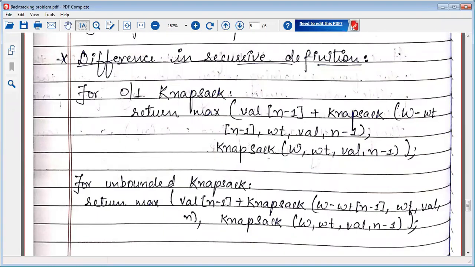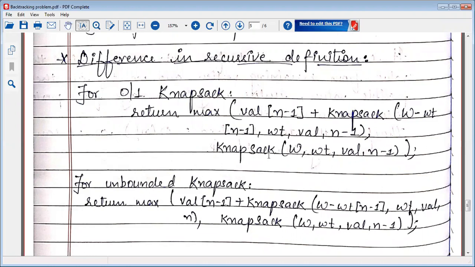And if you reject the article, then you are left with n minus 1. So in case of 0/1, you either select or reject. But in case of unbounded, if you reject, that is fine, because rejecting means you are not including that particular article in the knapsack. So the choices are n minus 1.